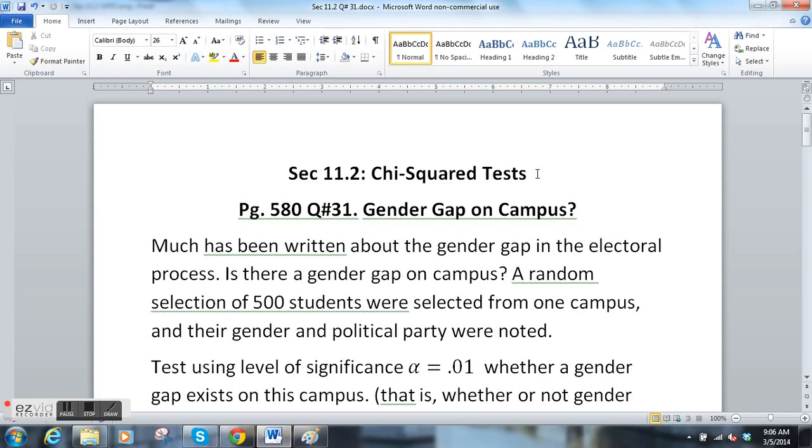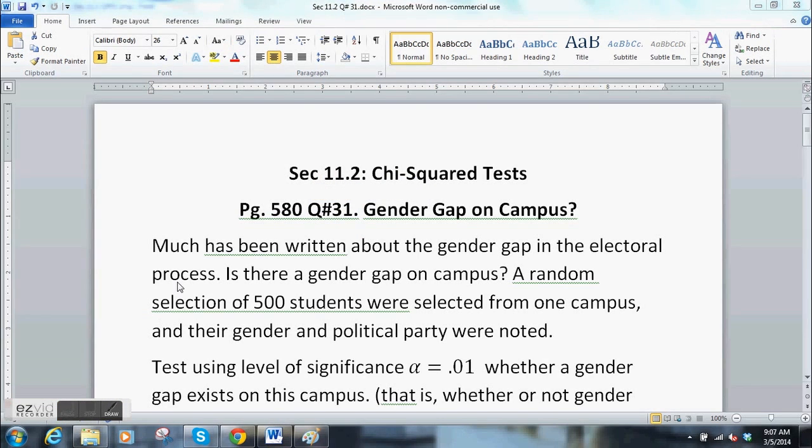Section 11.2, chi-squared tests. Chi-squared tests are looking at relationships between two qualitative or categorical variables. Here's an example. On page 580, question 31, it's looking at the gender gap on campus. The question reads, much has been written about the gender gap in the electoral process. Kate adds, yes, well, I haven't read any of that, so not a lot has been read about it in my mind. Is there a gender gap on campus?